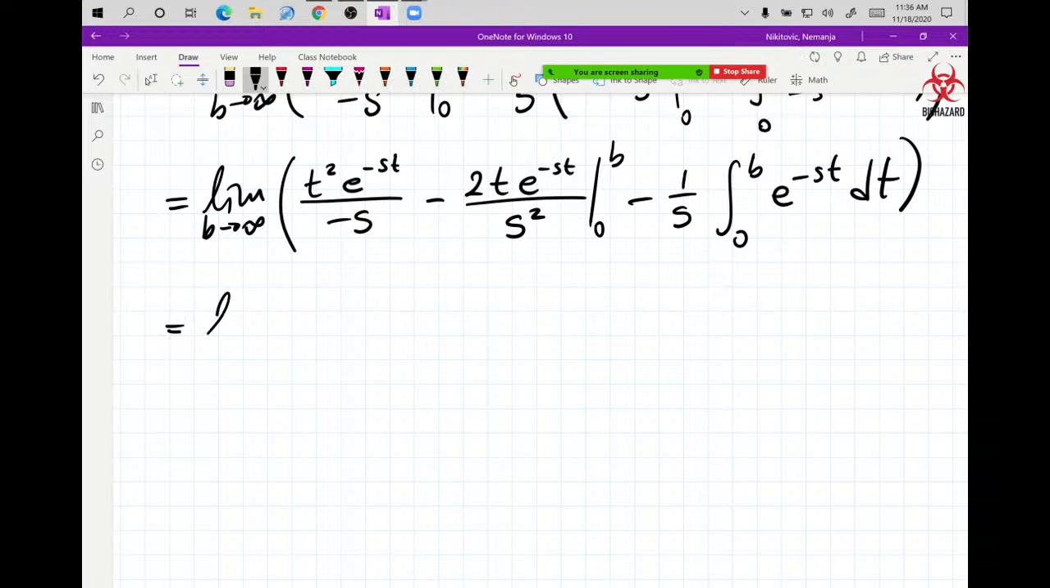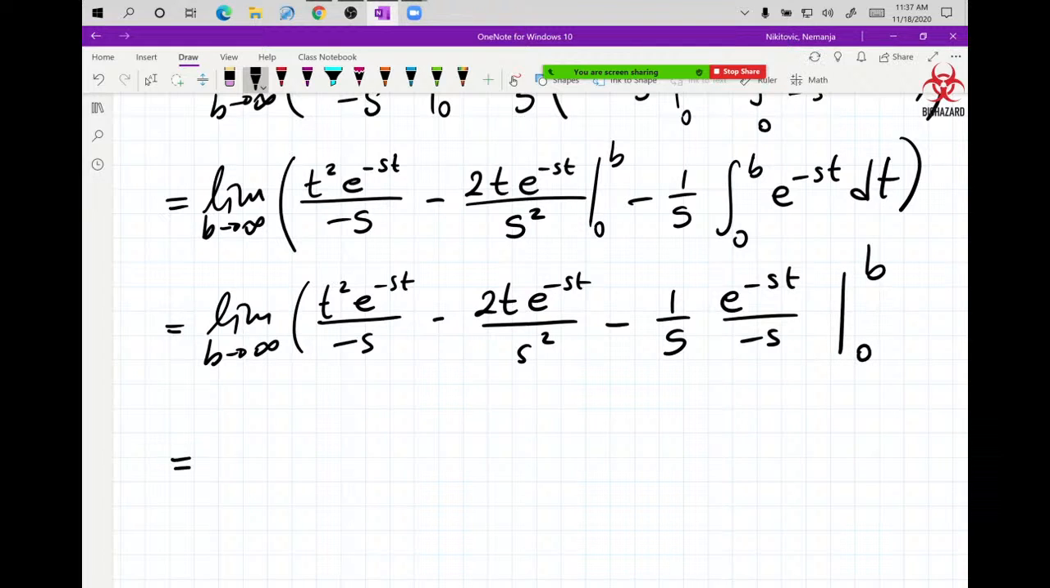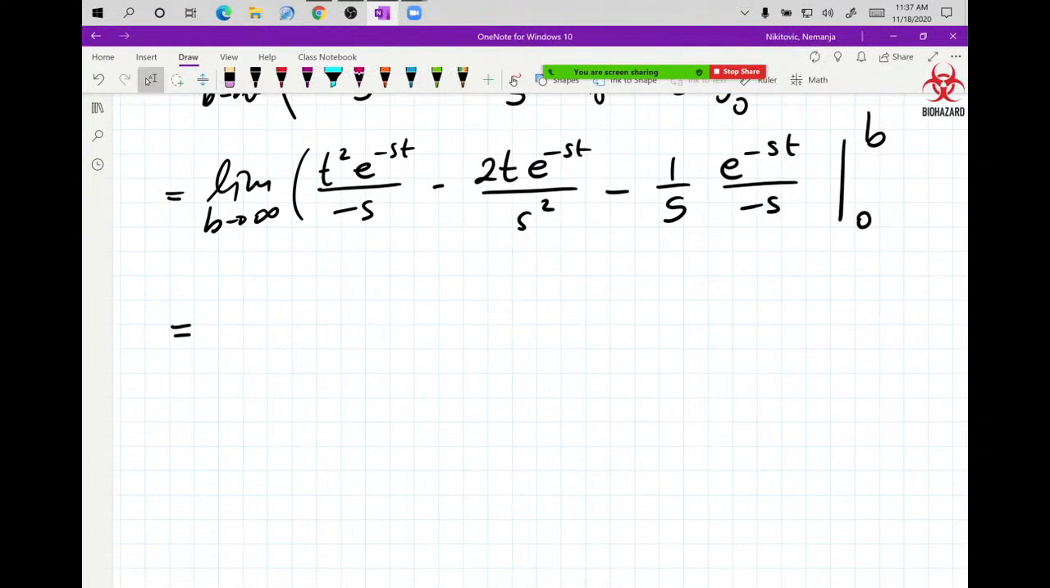So we have the limit as b goes to infinity of t squared e to the negative st over negative s, minus 2t e to the negative st over s squared, computed from 0 to... No, I don't need that because I'm going out now with this one. 1 over s e to the negative st over negative s when you integrate. Everything computed from 0 to b. All I need to do is simplify this term, and we can take the limit finally.